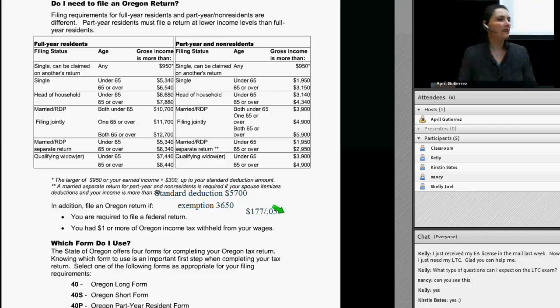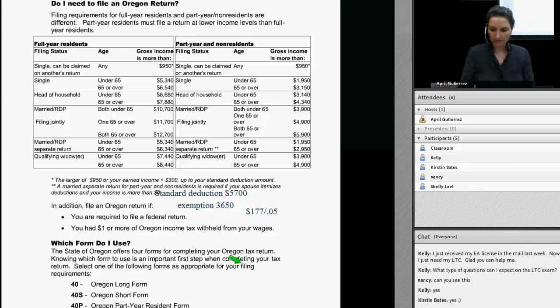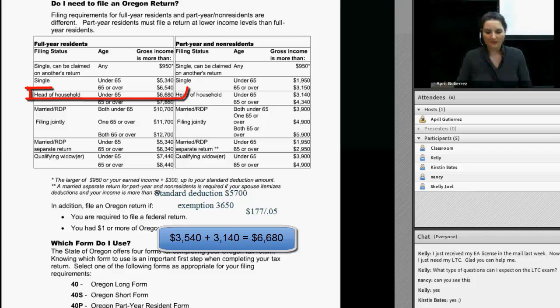So does anyone have a calculator and can tell me real quick what happens when you take 177 and divide that by 5%? You're going to get a number. 3540? So 3540. And let's take that and add that to 3140, because I said this would work for head of household and nowhere else. What's the total of those two numbers? 6680, thank you. Okay, so that is how Oregon has determined the filing requirement for a full-year resident who is head of household filing status.